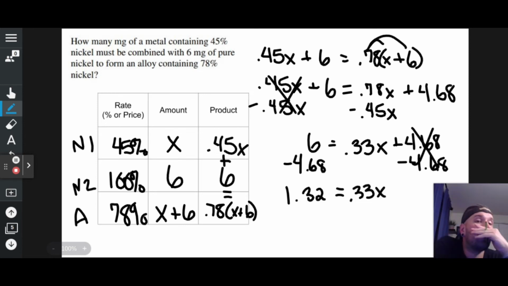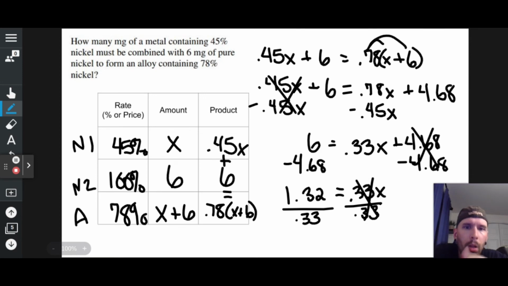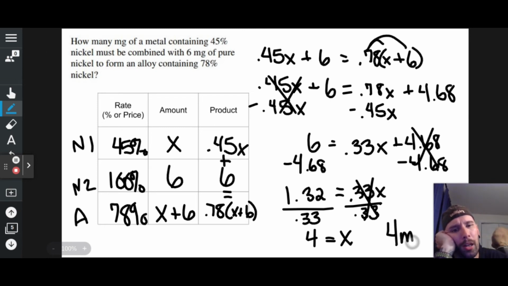Is x all by itself? No. Divide both sides by 0.33. 1.32 divided by 0.33. The answer is 4. Oh, wow. Perfect. So 4 equals x. So what was x? X was the amount of nickel. So how many milligrams of metal containing 45% nickel? 4 milligrams of that metal.